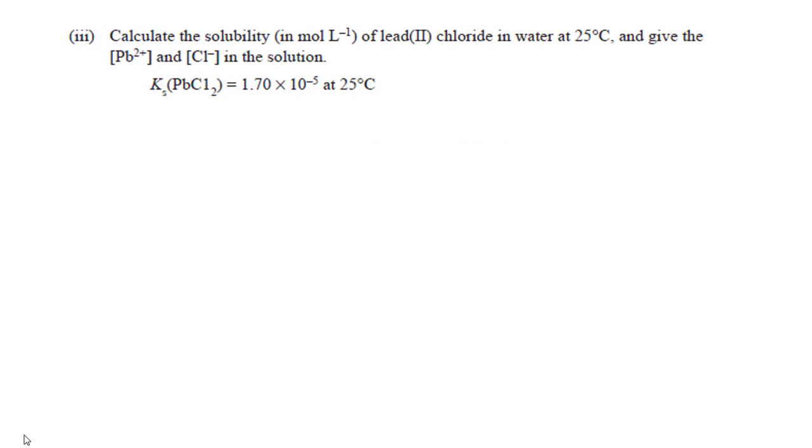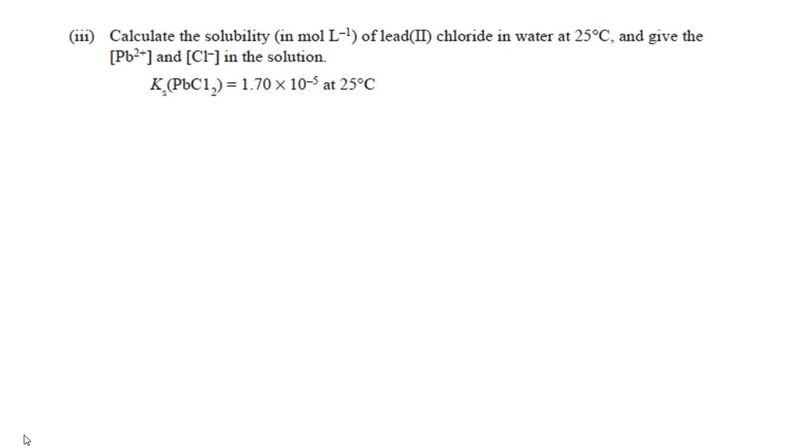In the next part of the question, we're asked to calculate the solubility in moles per litre of lead 2 chloride in water at 25 degrees Celsius and give the concentration of lead ions and chloride ions in the solution, and we're also given a Ks value there for lead chloride of 1.7 times 10 to the negative 5 at 25 degrees Celsius. So remember, square brackets always mean concentration in moles per litre, so the lead and chloride values there, that means concentration moles per litre, so that's what we need to work out.